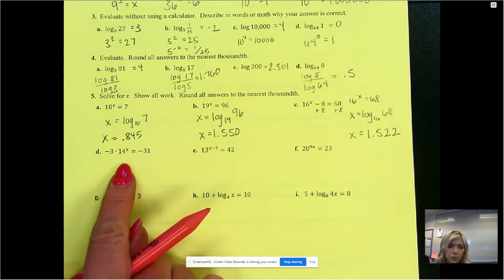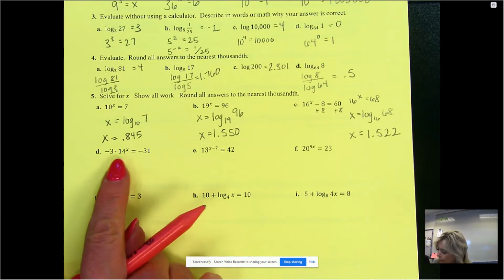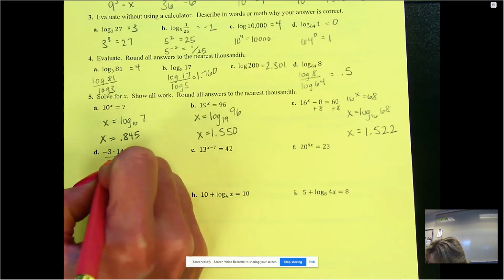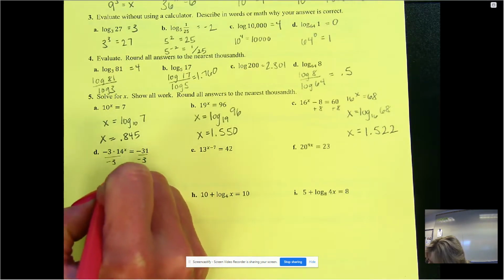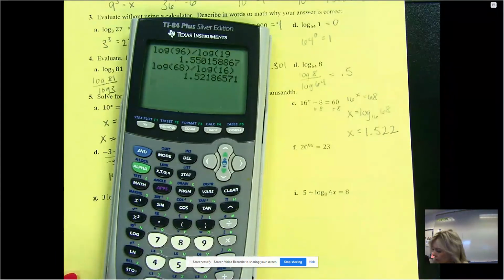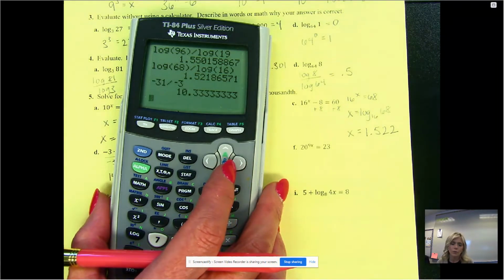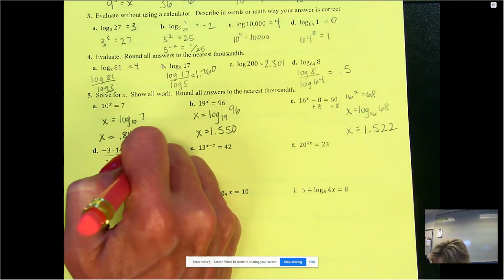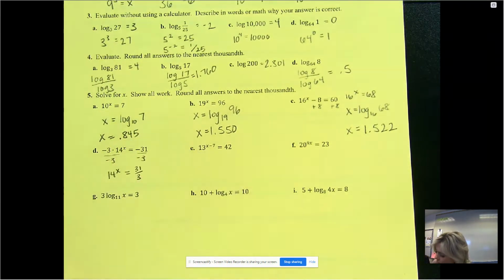Okay, number 13, or sorry, D. This 14 to the x is being multiplied by negative 3. So we're going to divide both sides by negative 3. And so 14 to the x equals, let's see here, negative 31 divided by negative 3 is 10.3 repeating. So I'm just going to leave it as 31/3. It just makes it more accurate at the end. If you rounded this, your final answer might be a tiny bit different, but that's fine. So I'm going to leave this as 31/3. I'm going to ignore the negative since it turns into positive.